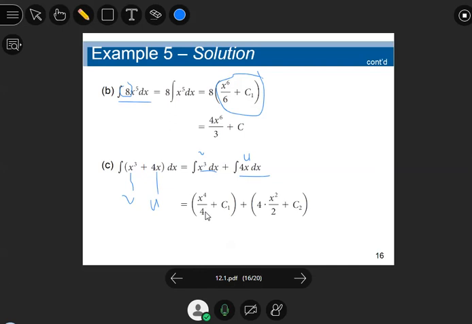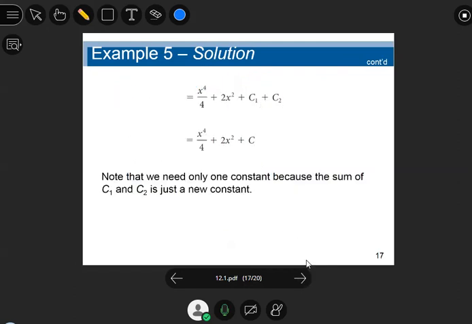We obtain x to the power 4 divided by 4 plus c1, and from the other integration, here 4 is a constant, take it out of the integral, so x to the power 1, so your n is 1 here. X to the power 2 divided by 2 plus c. By doing all the simplifications you can obtain x to the power 4 plus 2x square. Here c1 plus c2 is again a constant, because we know the summation of two constants is also a constant. Then this is the final result.